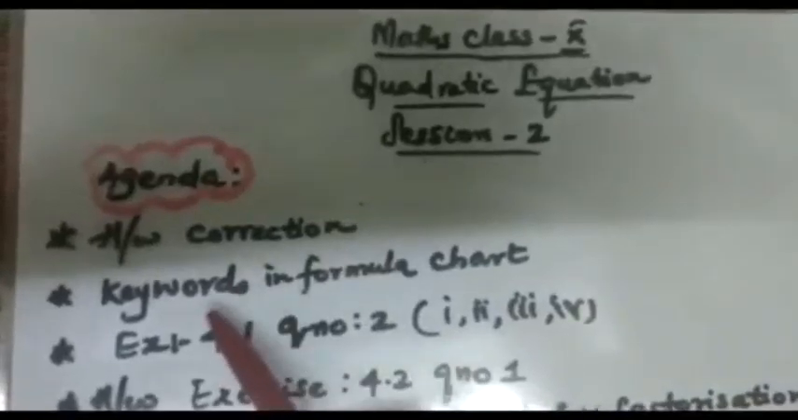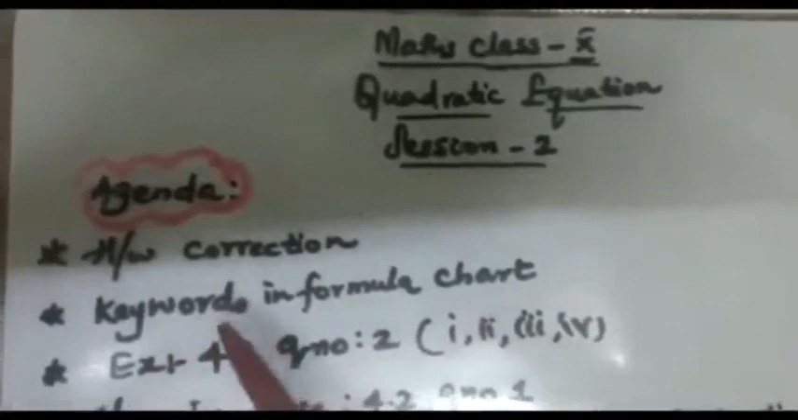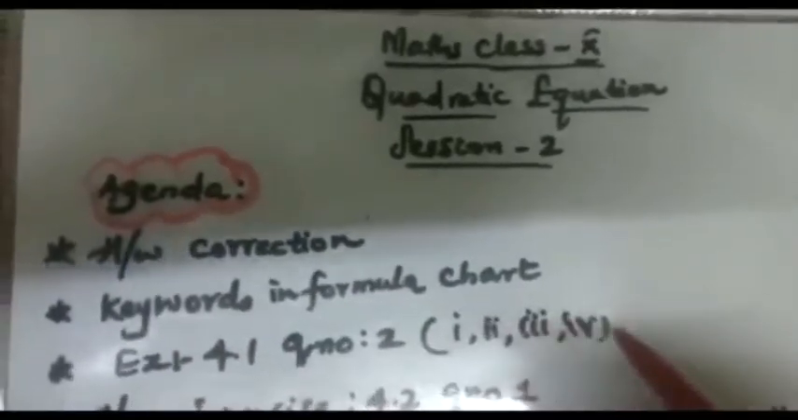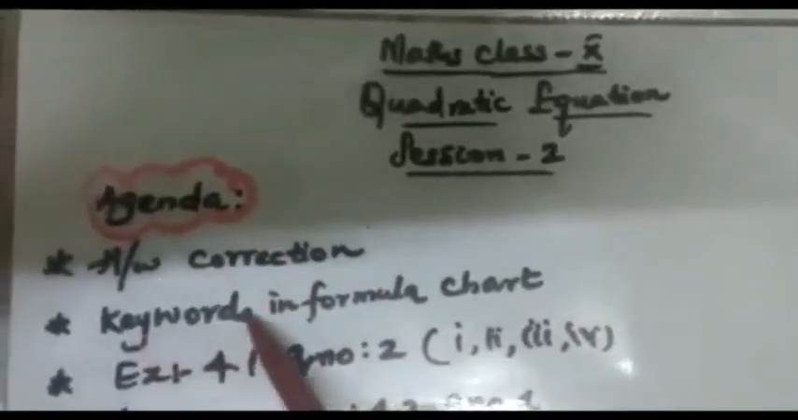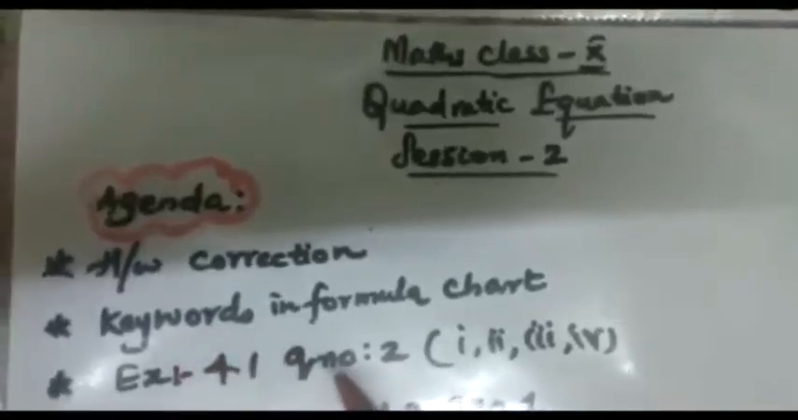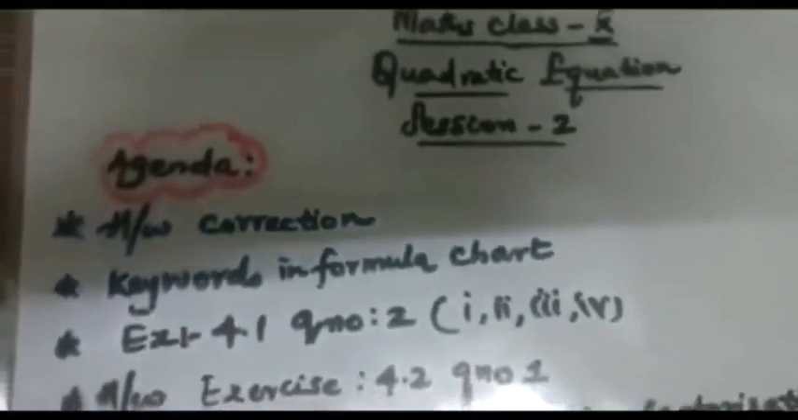Then after that we'll be doing the keywords to be written in the formula chart, and these keywords are to be used in exercise 4.1 question number 2, which we are going to solve today. These keywords are really a great help. If you understand how to use these words, then it will be really helpful for you to frame equations using word problems.